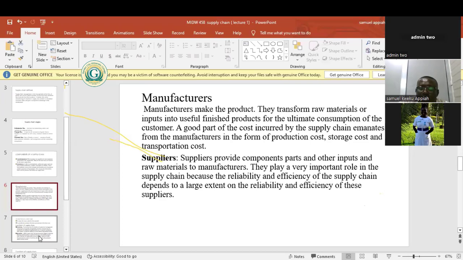So the bulk of the costs, the greater part of the cost incurred within the chain, emanate from the manufacturer, because of the cost of production. They buy the raw material, they need to pay wages and salaries, they need to buy equipment, everything, and then storage after manufacturing. They need to provide proper storage before the goods are sent to the distributor. And sometimes they pay transportation costs.